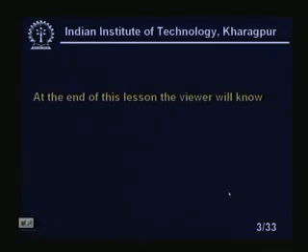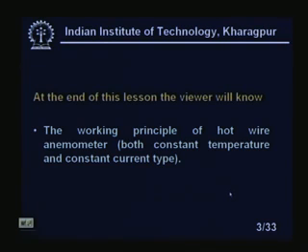Obviously, at the end of the lesson, the viewer will know the working principle of the hot wire anemometer, both constant temperature and constant current type. These are the two basic types of hot wire anemometer you will find. So, we will cover both: how it works, what the signal conditioning circuitry is, and the advantages and disadvantages, everything will be covered in this particular lesson, along with the problems and solutions for the different flow meters.